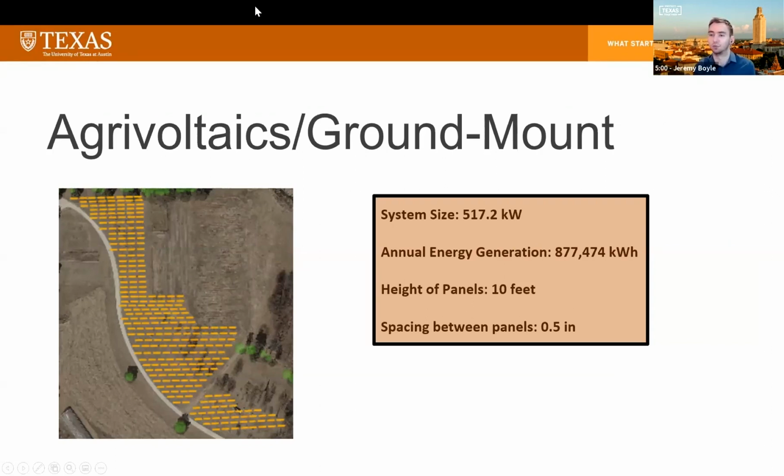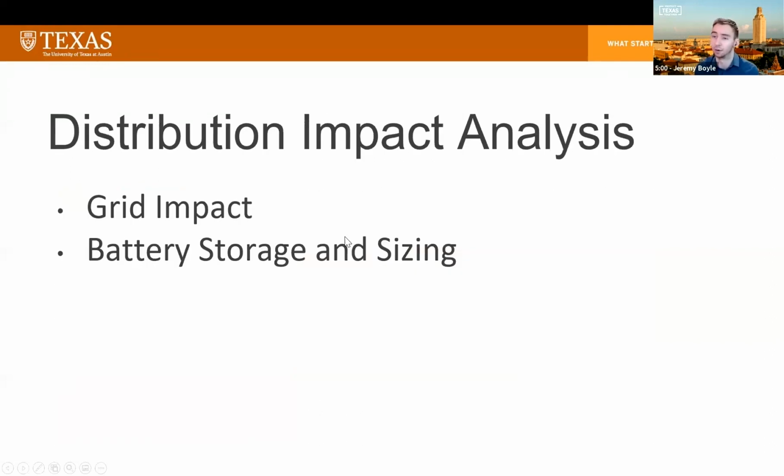All right, so on the distribution impact analysis side, there are two main parts we're going to go over. First up is the voltage impact that our design has on the grid, as well as the battery storage needs of the university and the sizing needed to meet those.